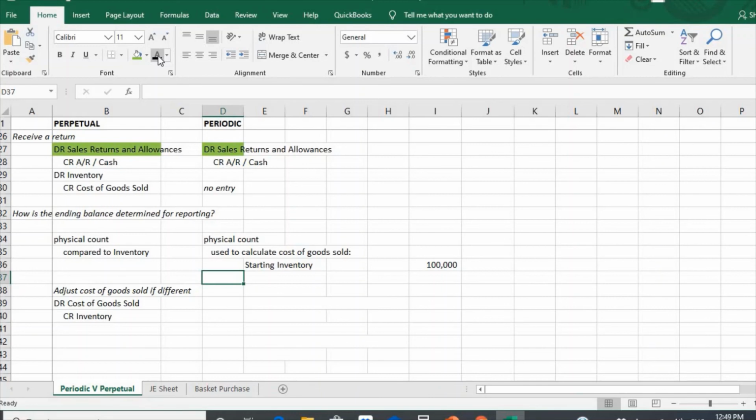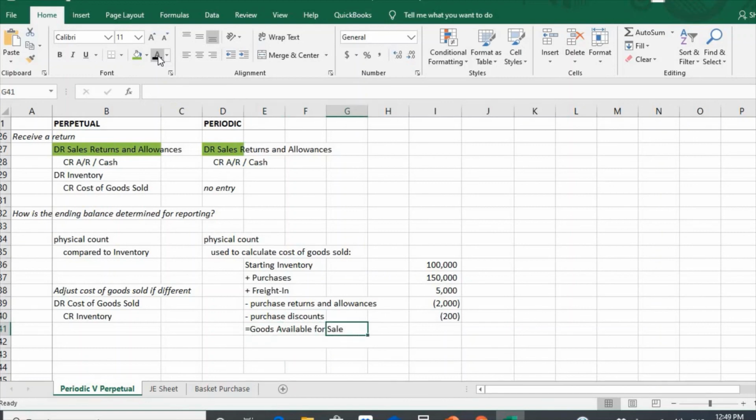Now let's think about all the temporary accounts we made. What could increase the value of inventory? Well, purchases would increase it, and any freight would also increase the value of inventory. It would be reduced by any returns and allowances and by any purchase discounts. So if we start from the beginning balance and we make all of those adjustments, that tells me what our goods available for sale were. So in total, this company had $252,800 available for sale throughout the entire year.